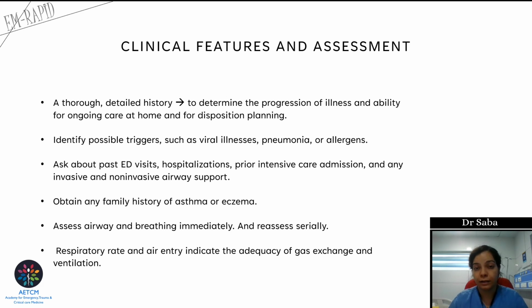Then we ask about any previous hospital admissions, any previous attacks of bronchial asthma, or any prior ICU admissions, whether or not the patient was put on any invasive or non-invasive airway support. All of this history will help us assess how severe the asthma currently is and what should be expected in the prognosis of this patient. Will this patient go bad, or will he have a quite uneventful course of illness? All of this will provide a hint.